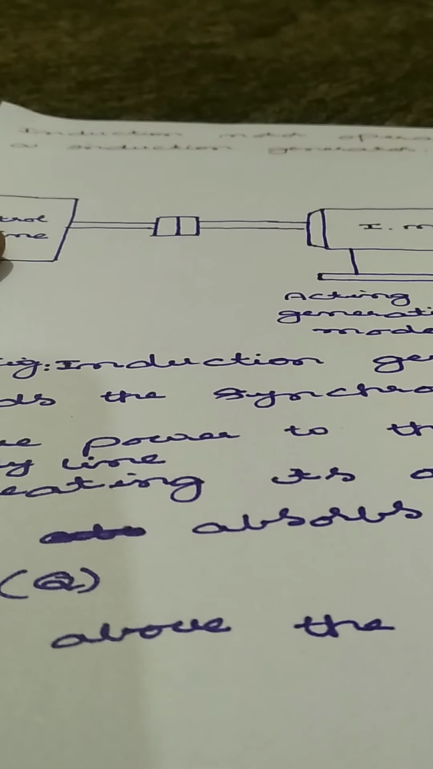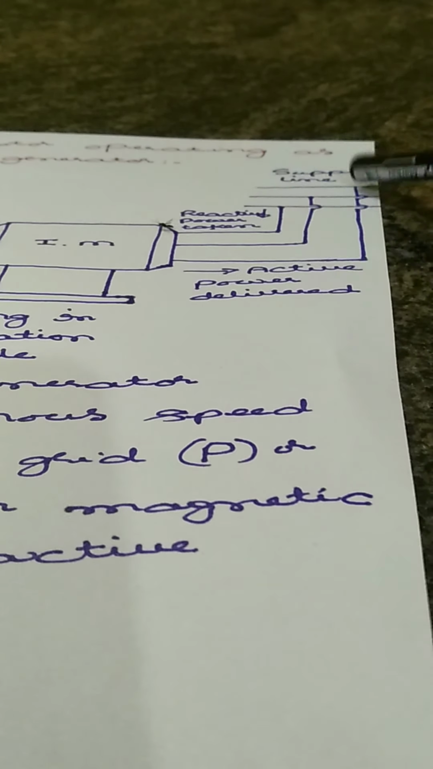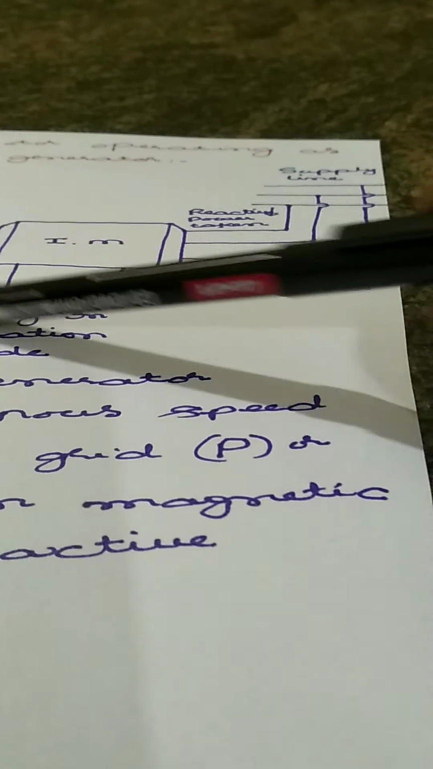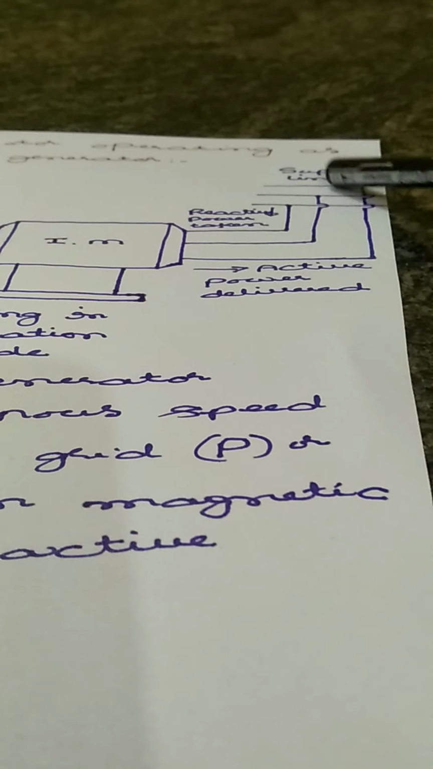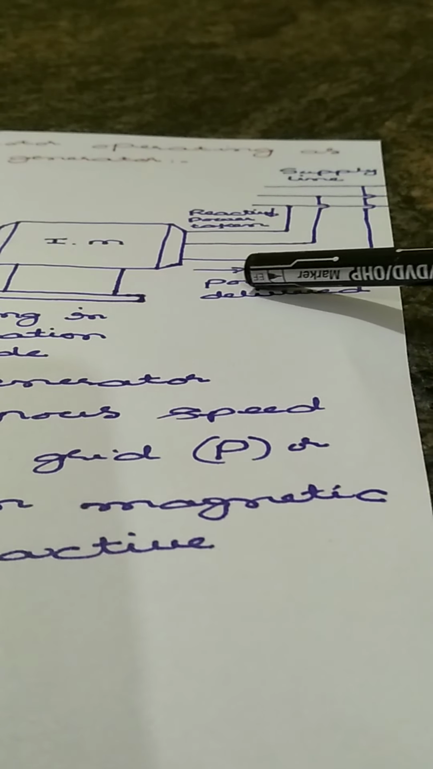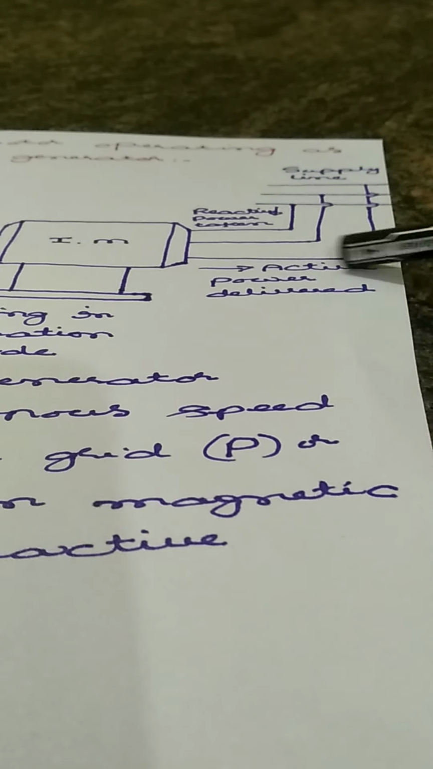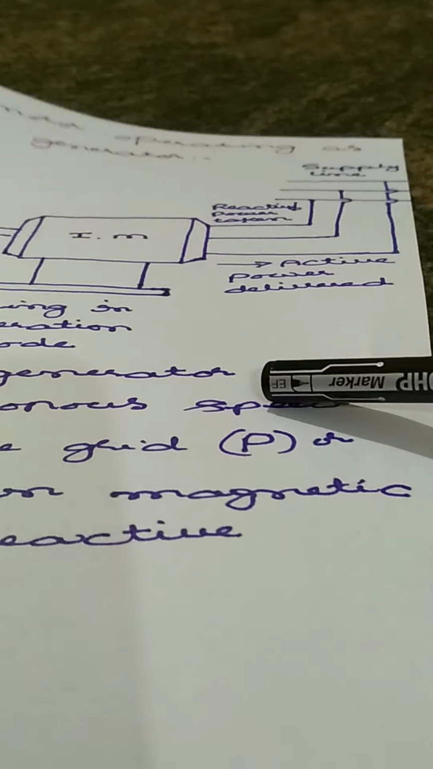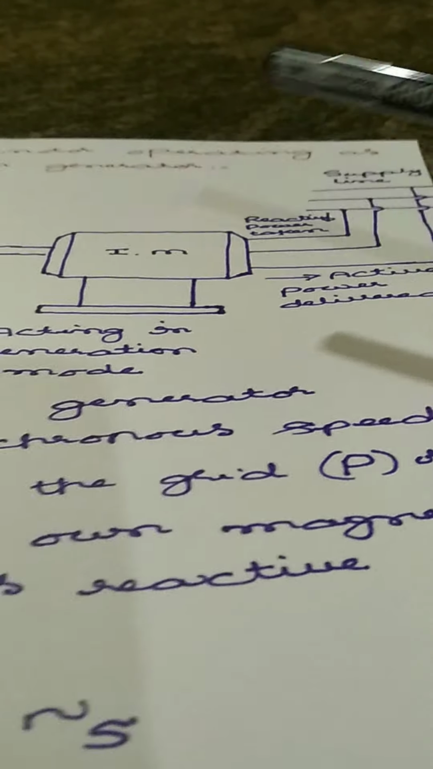Power fed to the supply line is proportional to slip. By operating with more slip, the power being fed also increases. So P is proportional to S above the synchronous speed. This is how the induction motor acts as an induction generator.